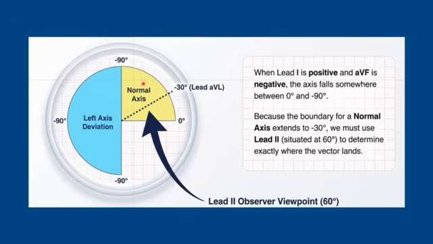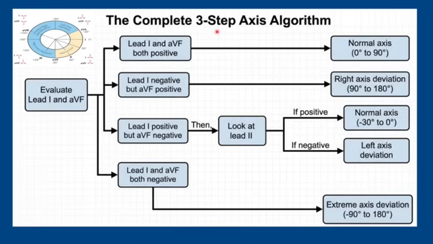We can call it a three-step axis algorithm. So evaluate lead 1 and AVF. If lead 1 and AVF both are positive, in this case, the axis is normal, between 0 and 90 degrees. And if lead 1 and AVF both of them are negative, this gives extreme axis deviation between minus 90 and 180. If lead 1 is negative and AVF is positive, this gives right axis deviation between angles 90 and 180.